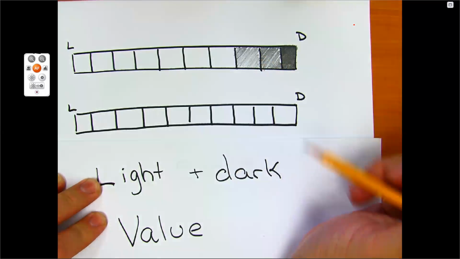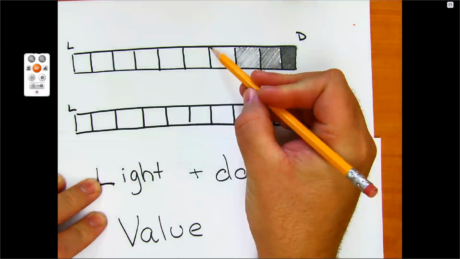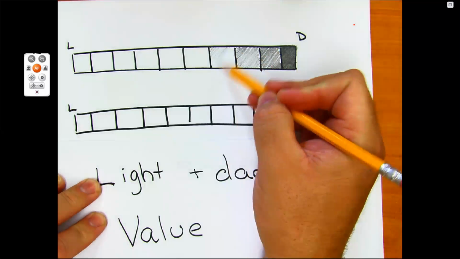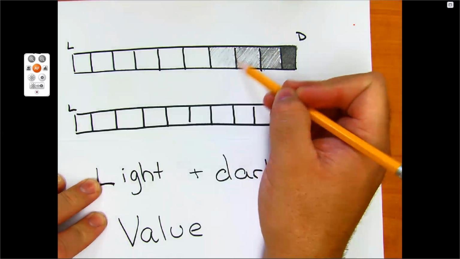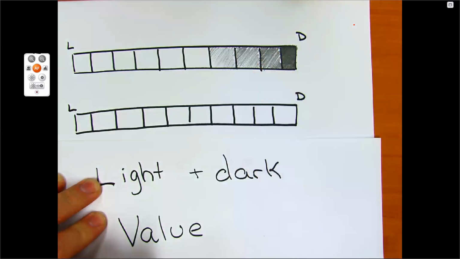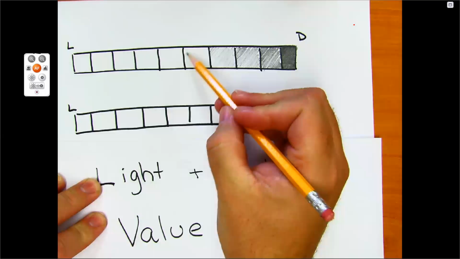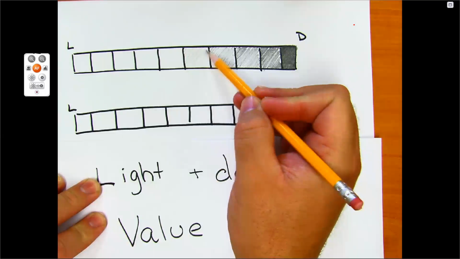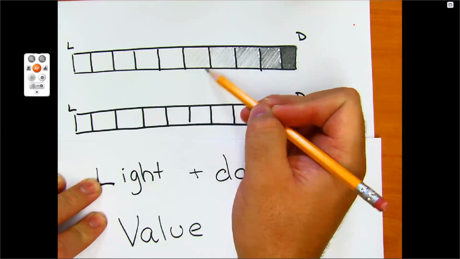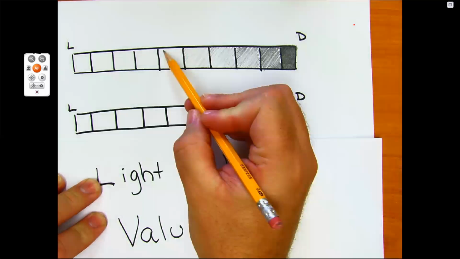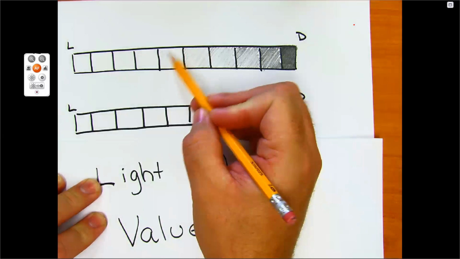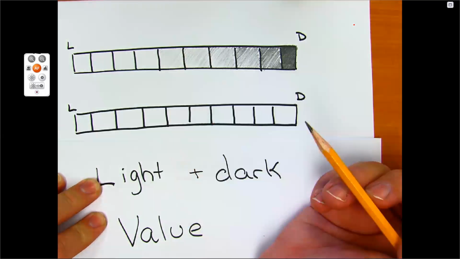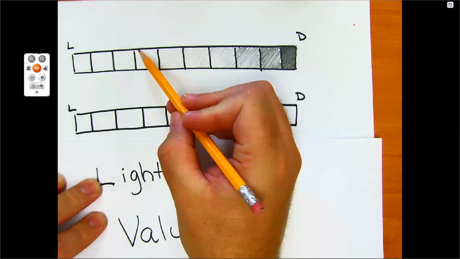Each box should be just a little bit lighter. So a little bit less pressure every time makes the values lighter and lighter and lighter until you can barely see the pencil in there at all.